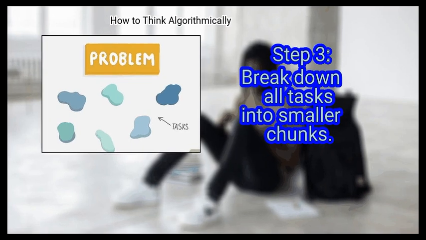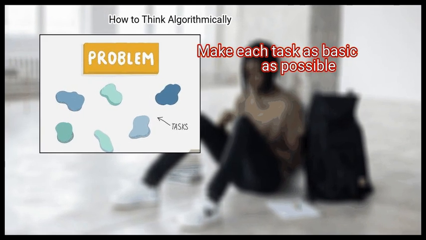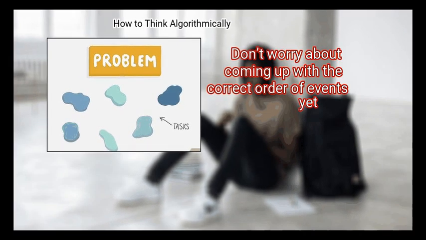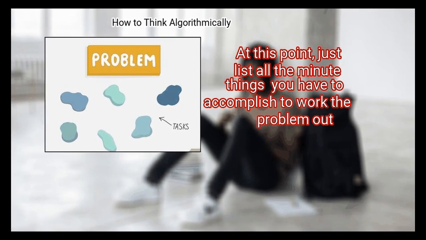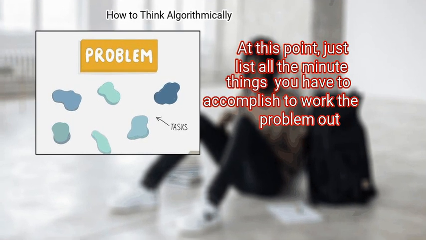Step 3. Break down all tasks into smaller chunks. Make each task as basic as possible. This makes the problem-solving process much more manageable. Don't worry about coming up with the correct order of events yet. At this point, just list all the minute things you have to accomplish to work the problem out.